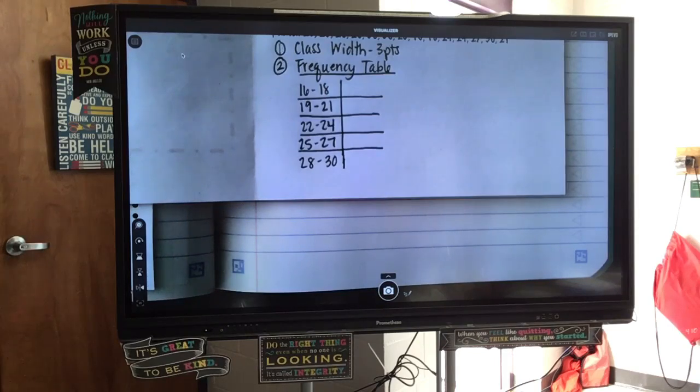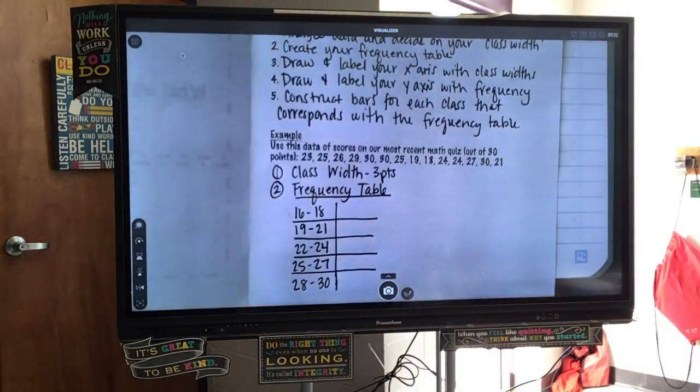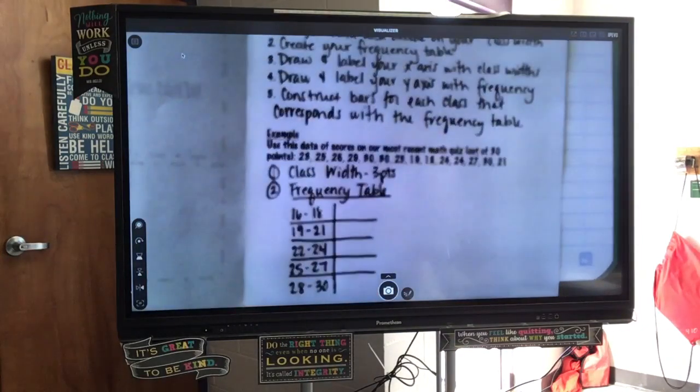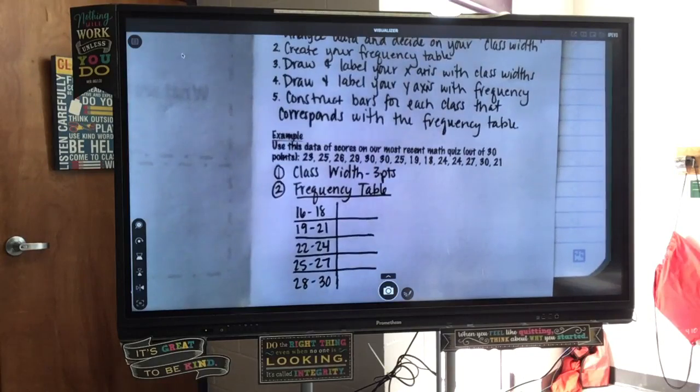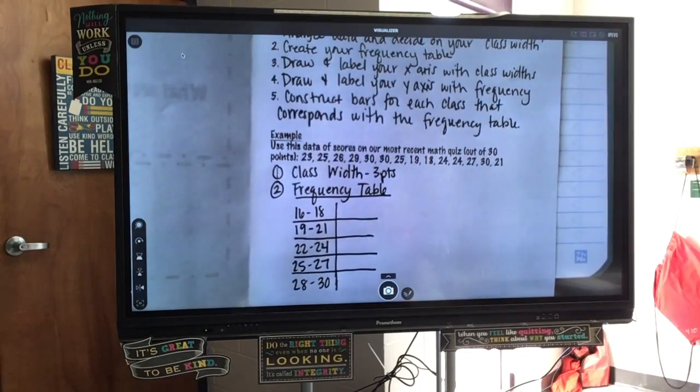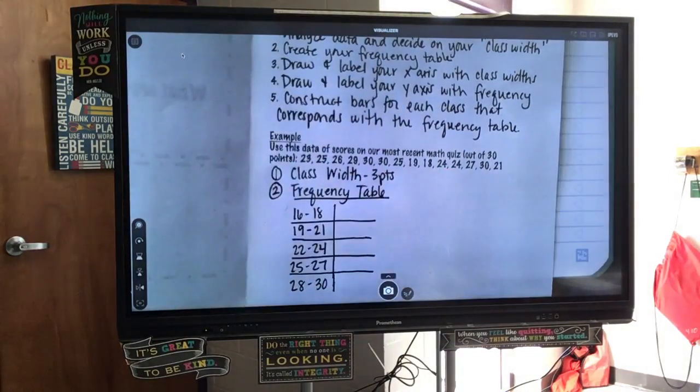No, because we don't have our information yet, so we can't do that. Create your frequency table. What is a frequency table? Start with that. If you don't remember, it's like 5 or 6 school days ago. You are collecting data. So how many numbers range from 16 to 18 in our data set? Look at your data set. How many numbers? What number falls between 16, 17, and 18?